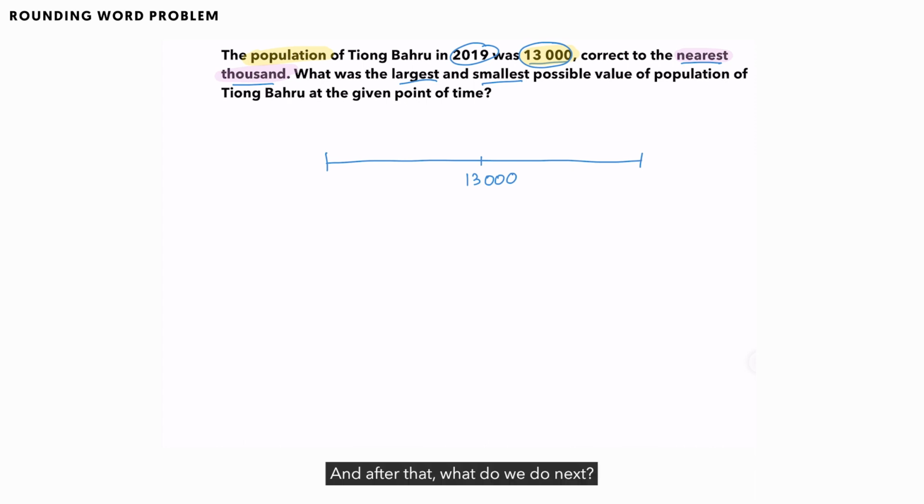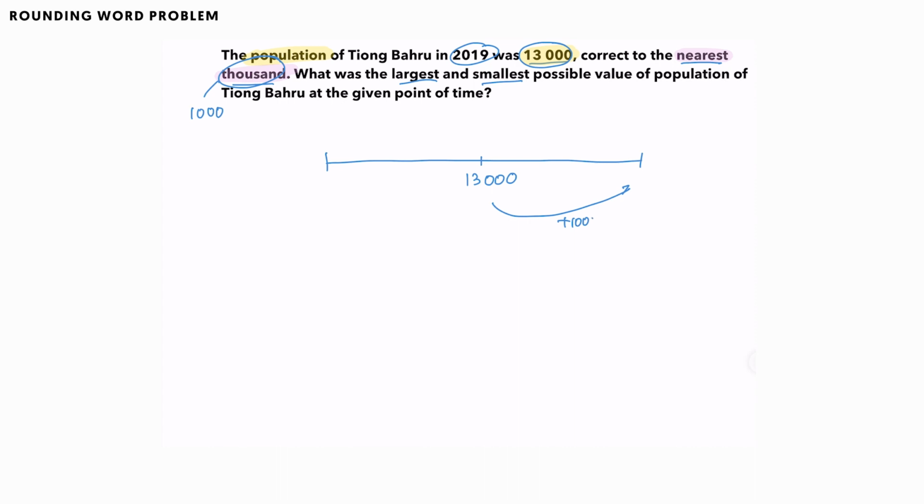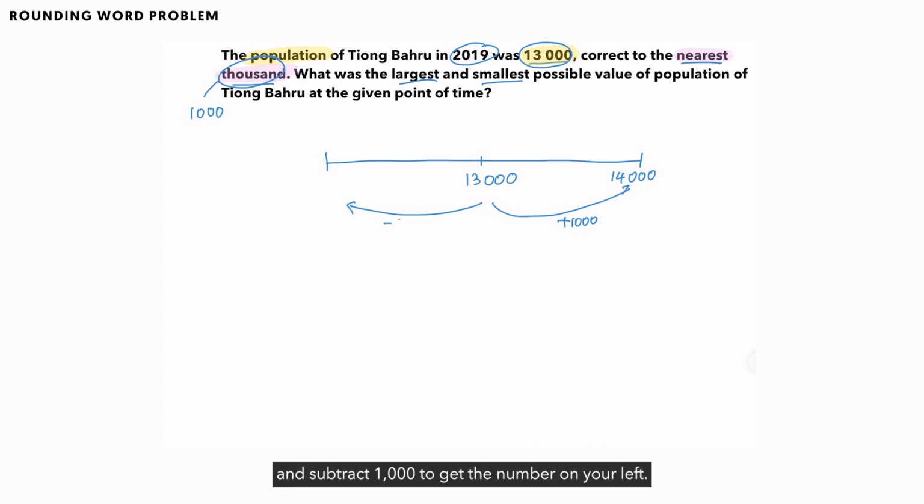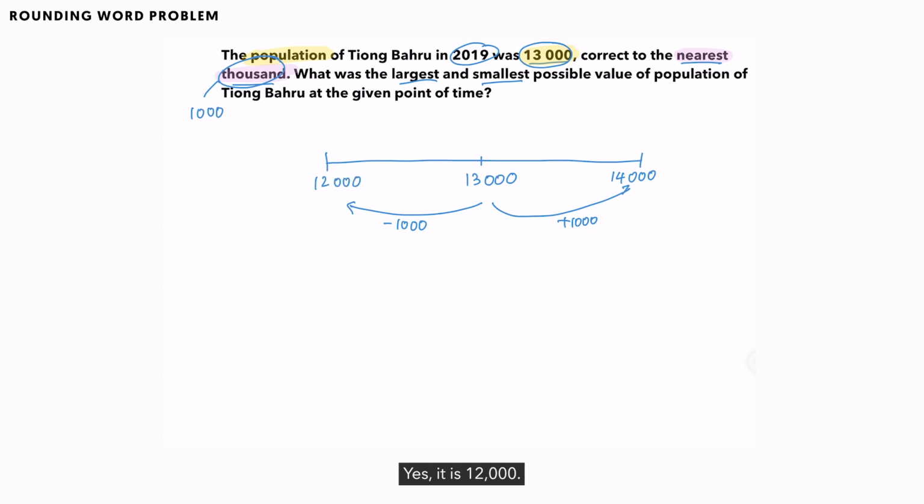And after that, what do we do next? Because they tell us that it has been rounded off to the nearest 1,000, which is basically 1,000, what you're going to do next is to add 1,000 to your right, which will give us 14,000. And subtract 1,000 to get the number on your left. And what is that? Yes, it is 12,000.